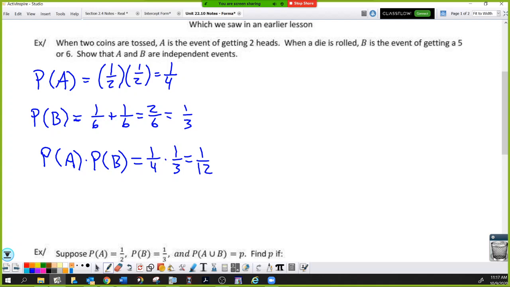So we're going to solve this one actually a very rudimentary way. We're going to use the dot plot. I'm going to list out the sample space, all 24 possibilities, using a dot plot.